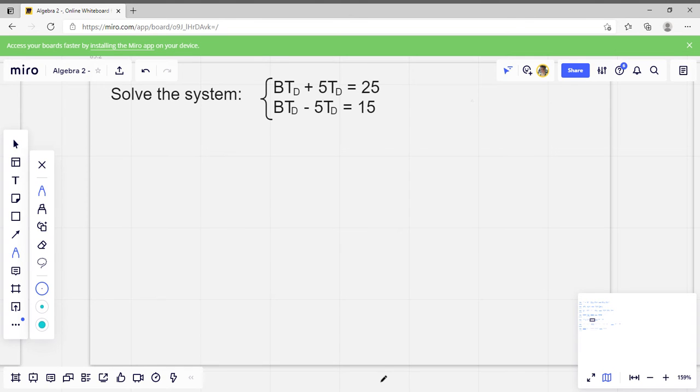The key to these is to recognize that you've got two variables, b and td. So we're just going to add these two together. It's already set up to where these two are going to cancel. So I have b times td equals 25, 35, 40.